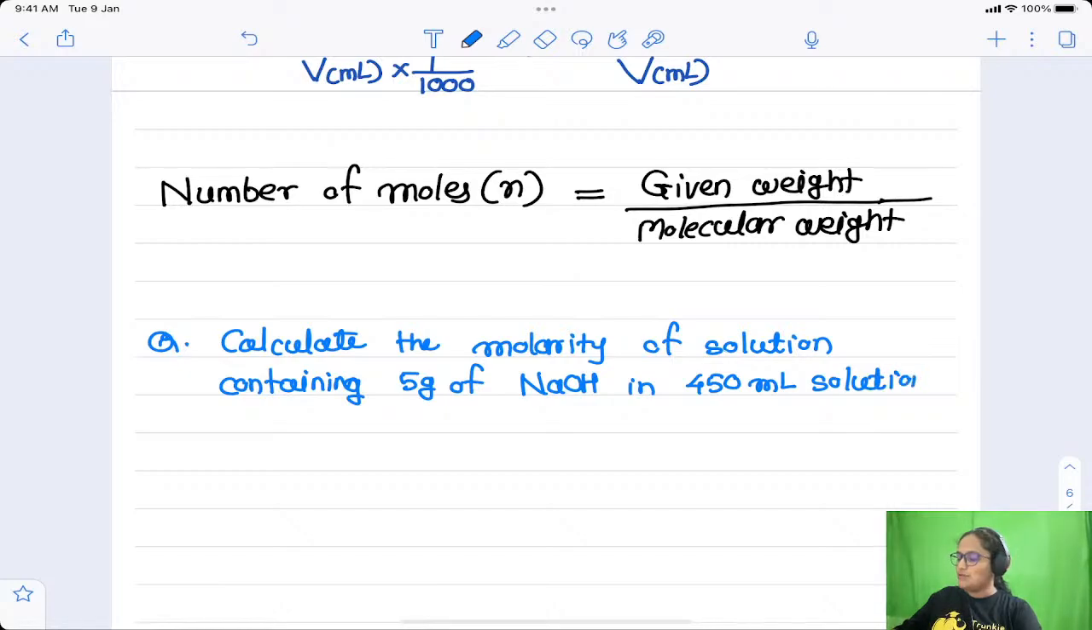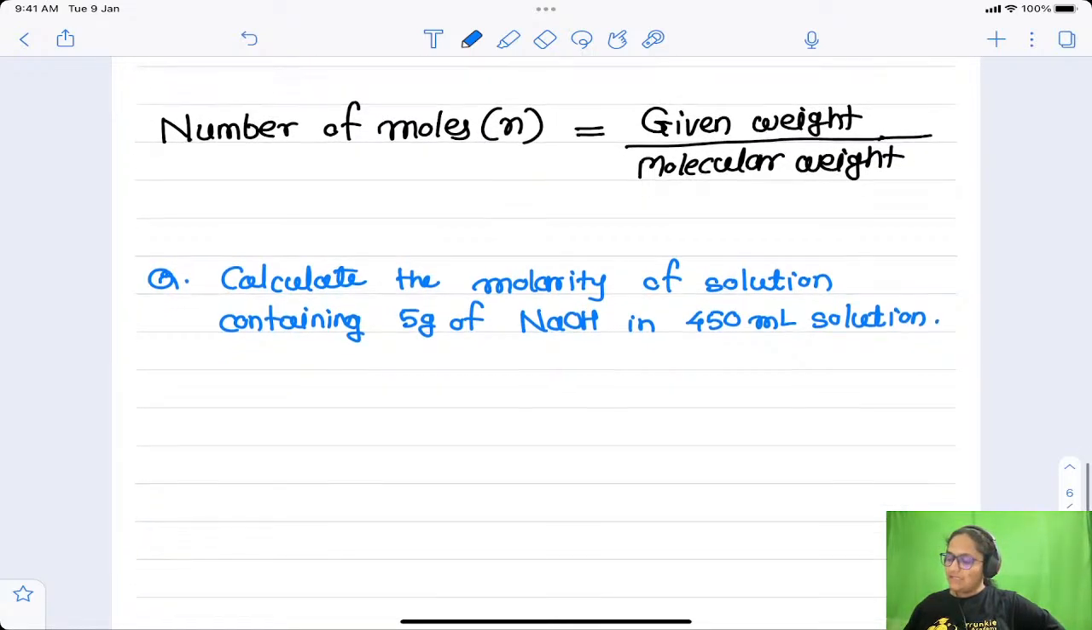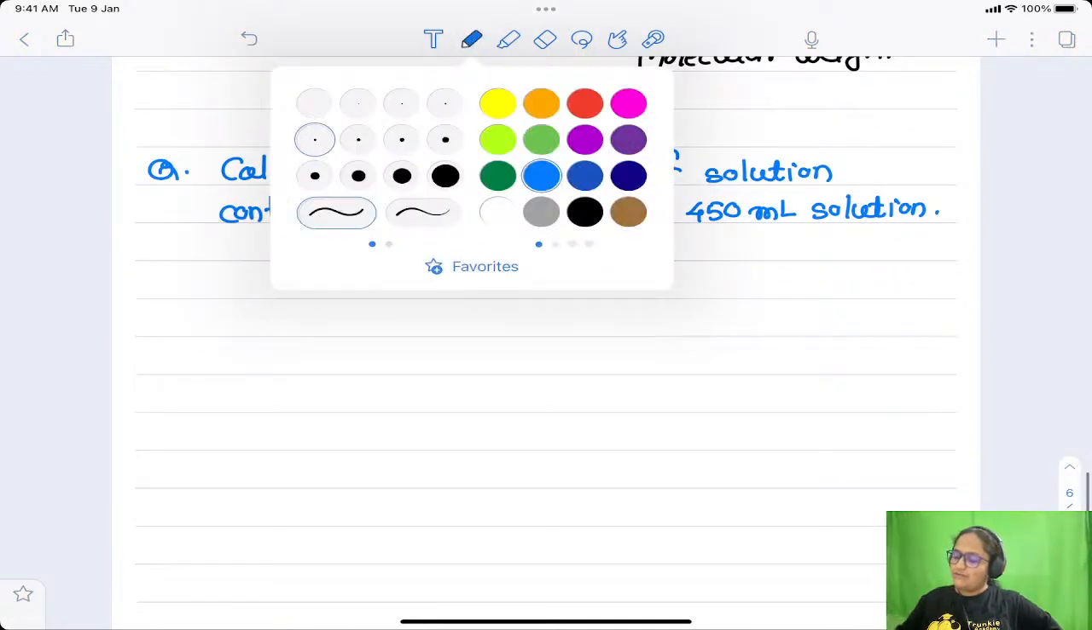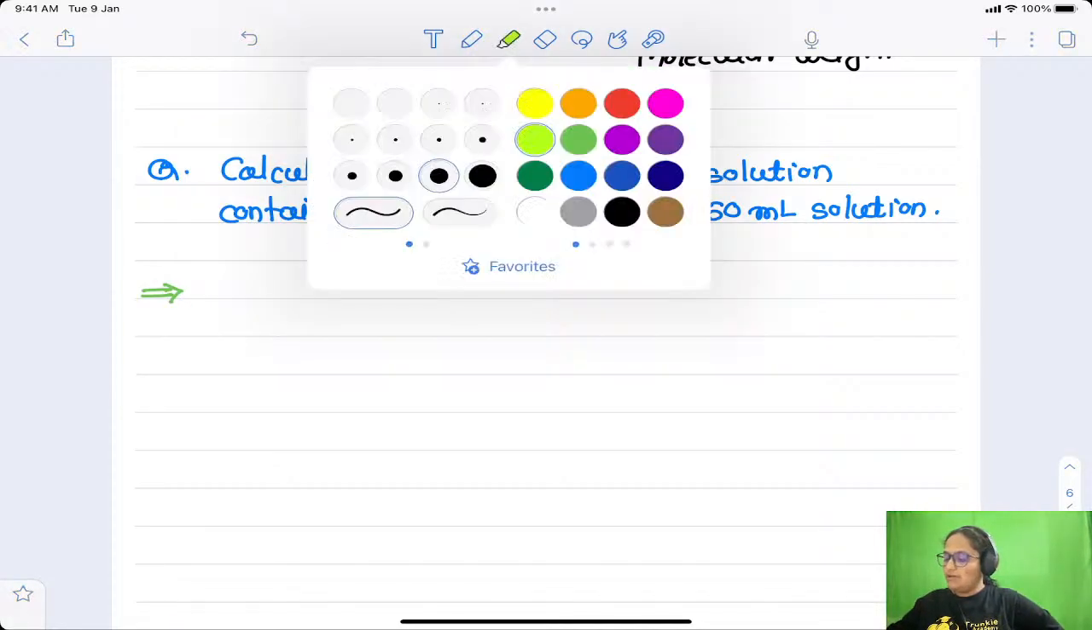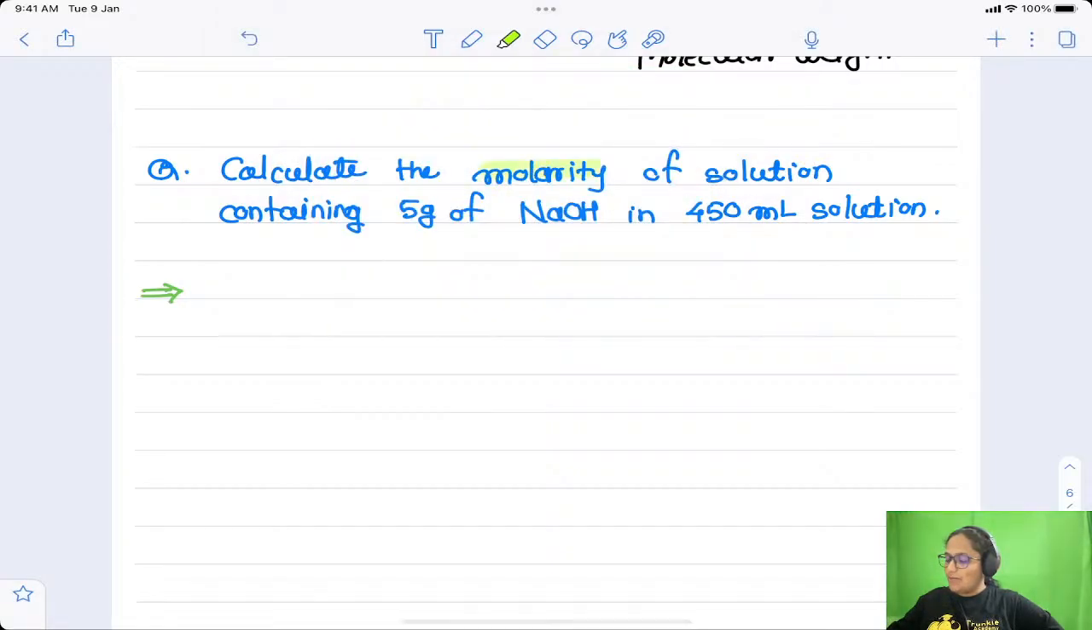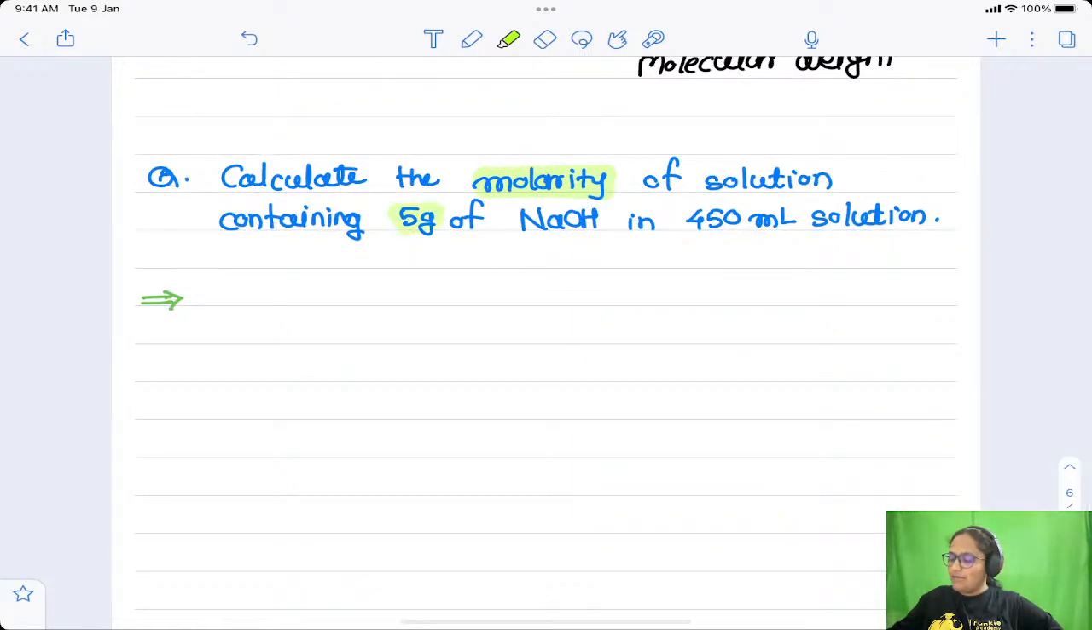Okay, you have to observe whether it is given as solution or solvent. Accordingly you have to do the calculation part. So let us see how to solve this question. It's very easy. So what is given? We have to find out the molarity of the solution, capital M, in which 5 gram NaOH, sodium hydroxide, is present in a total volume of the solution equal to 450 ml. So the denominator is fixed, 450 ml, that is not going to change.